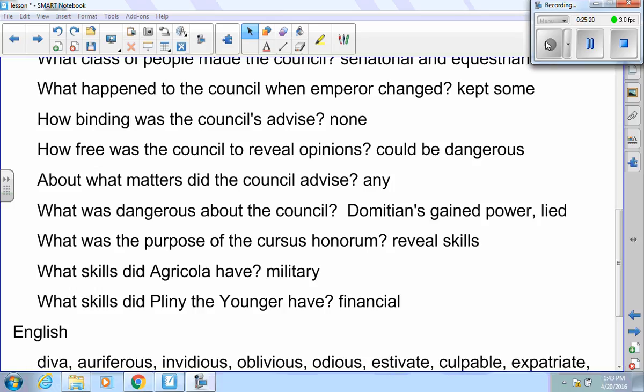What was dangerous about the council in Domitian's time? They actually tried to gain power. They lied about each other. They did things that would put them up the cursus honorum. What was the purpose of the cursus honorum? It really allowed the emperor to reveal the skills of the people that were working up the ladder. What skills did Agricola have? Very good with military strategy. Skills that Pliny the Younger had? His were more financial.